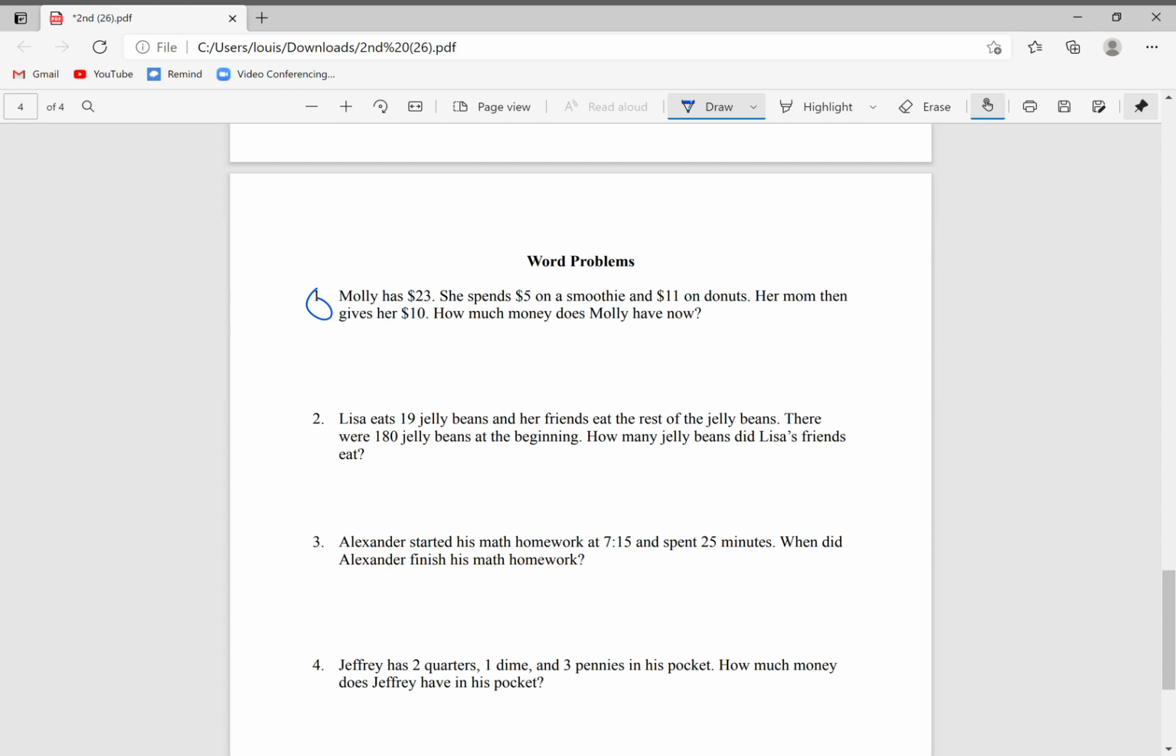Now, for this one, you will have to use both addition and subtraction. But if you take it one step at a time and write it all out, it becomes super easy. So, let's write what we know. Molly has a total of $23. So this is the money she starts off with. And we want to know how much money she has after all of this has taken place. So it tells us that she spends $5 on a smoothie and $11 on donuts.